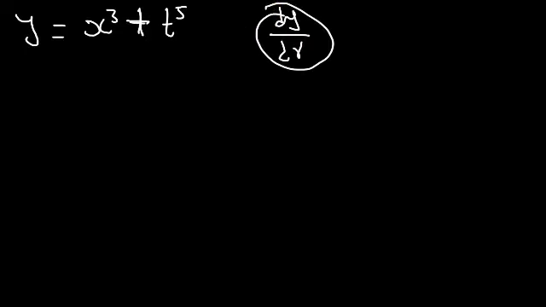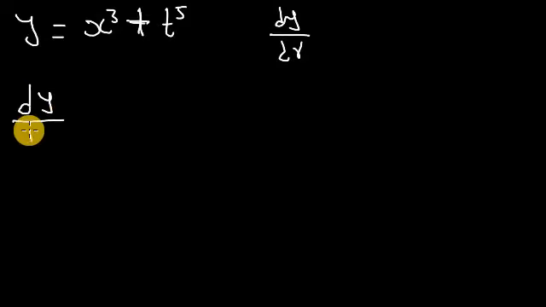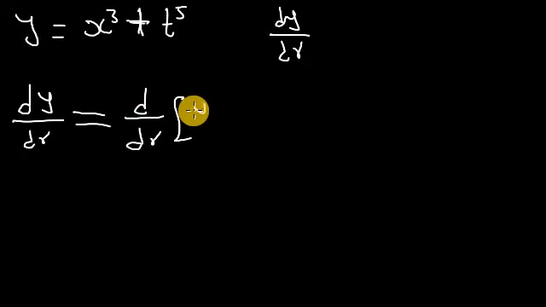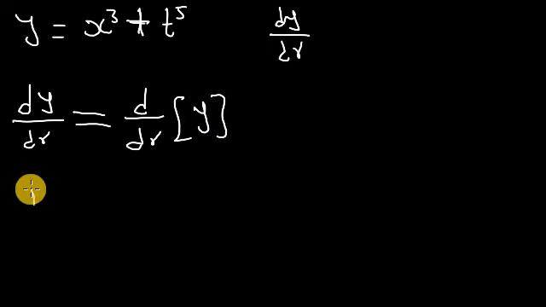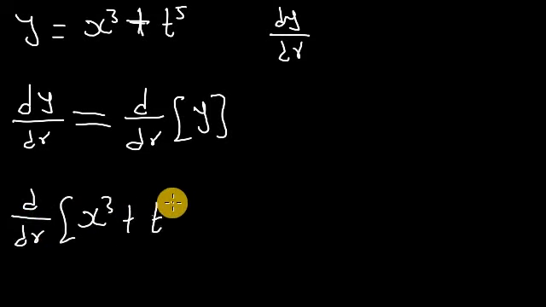Since you already know what this means, it's like a statement, you can turn it into a command, meaning that dy/dr is equivalent to saying d/dr of y. Perfect. I can turn it into a command that I should differentiate what I have within the bracket with respect to r. We have talked about that earlier. Now, the next thing is to replace y with what is given to us, and I'm going to have d/dr of (x cubed plus t to the 5). Now I can differentiate the function.